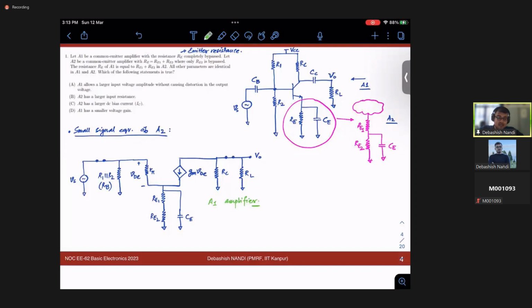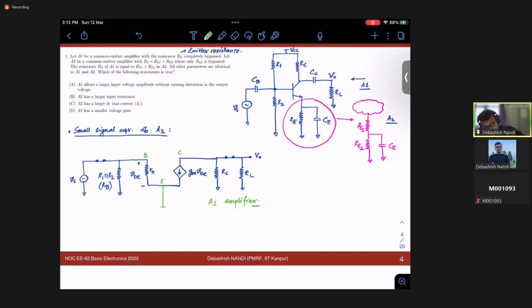What will happen in this case? In this case, at AC signal, my capacitance will be short. So I will have a short path from, this is your emitter, this is your collector, this is your base, right? So I will have a short path, so I can neglect this. So I will simply have this contraption, right?